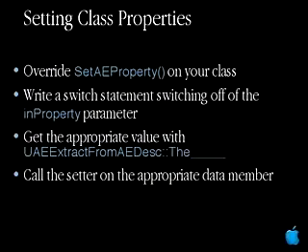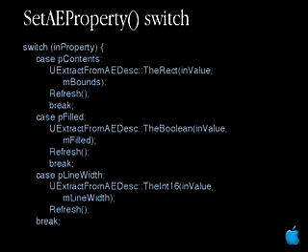Setting class properties is similar. What's going to come in to your set AE property is a property switch and a value in an AEDesc. You write a switch statement that switches off the in property. Then you extract the value from the AEDesc and coerce it if necessary to the right one, and then you set it. And if it can't be set, you return an error. If the set is successful, then you return silently. So here's a set AE property switch.